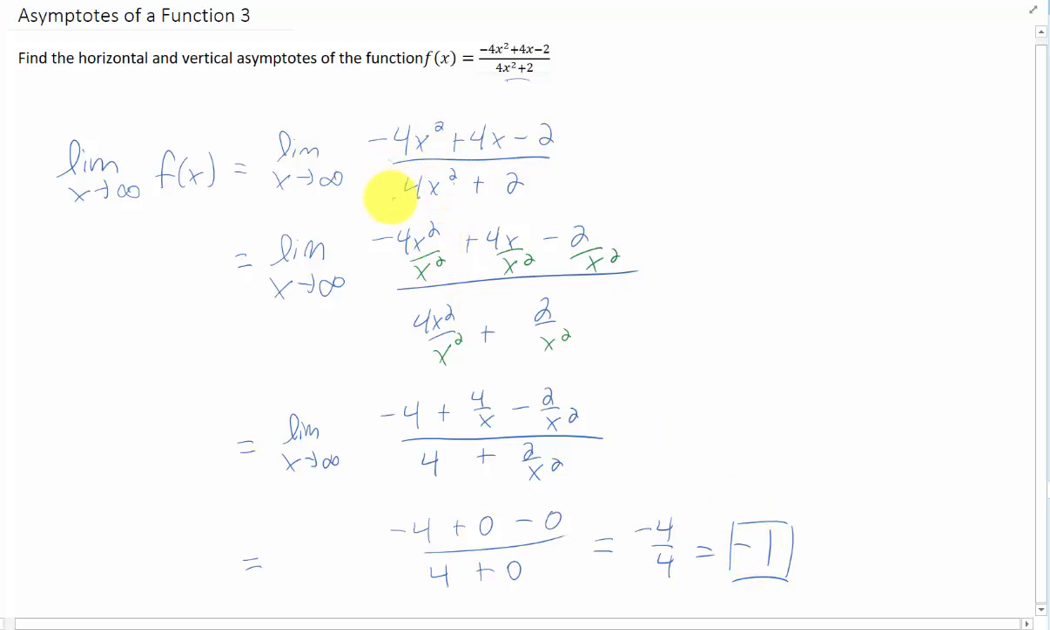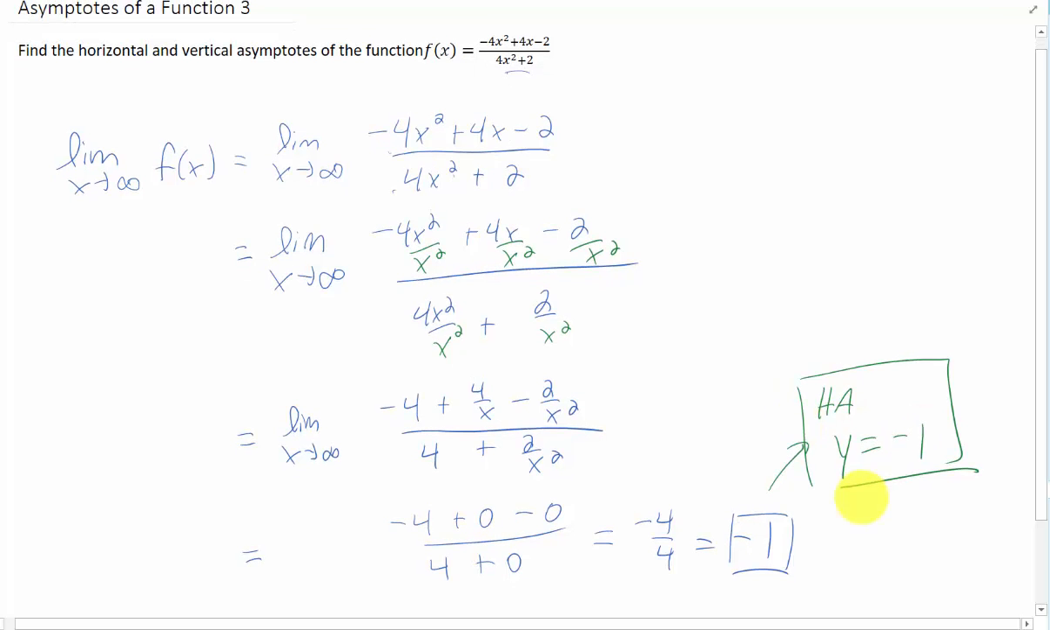Now, if we think through this, the limit as x approaches negative infinity is going to be exactly the same. You'll notice that the same terms dominate, and the reduction all happens exactly the same, and we get negative 1 as our limit. That gives us our horizontal asymptote of y equals negative 1.